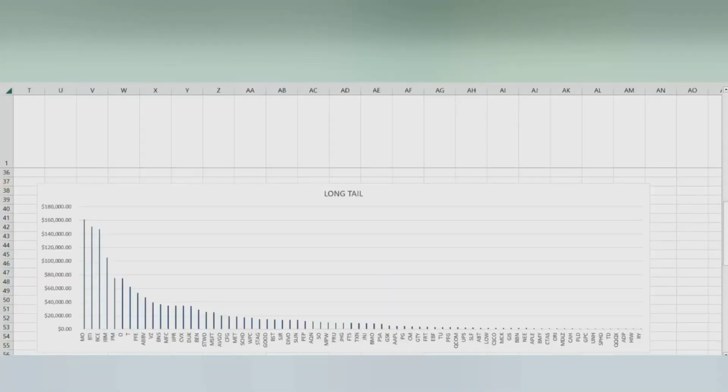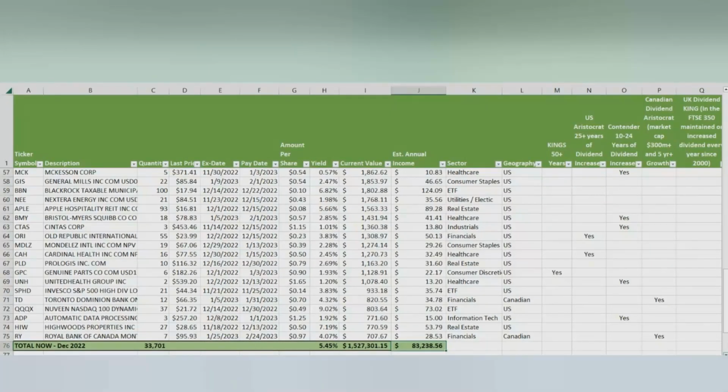And another way to look at a portfolio like this is what I call my long tail strategy, with about 50% of the holdings in the top 10 and another 50% of the holdings in the bottom 60 or so. And that provides another counterbalance in terms of diversity and risk. And there it is, my friends, $83,000, $238.56 of completely passive income.